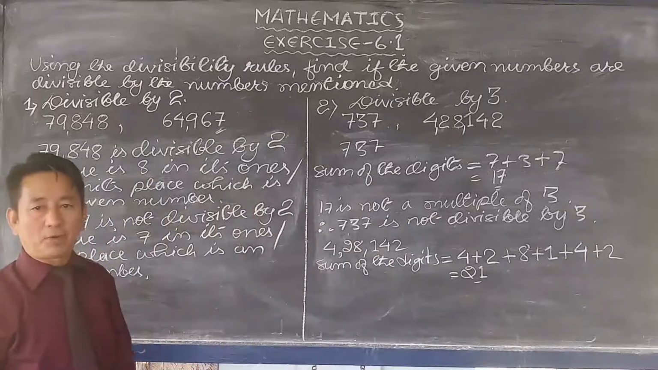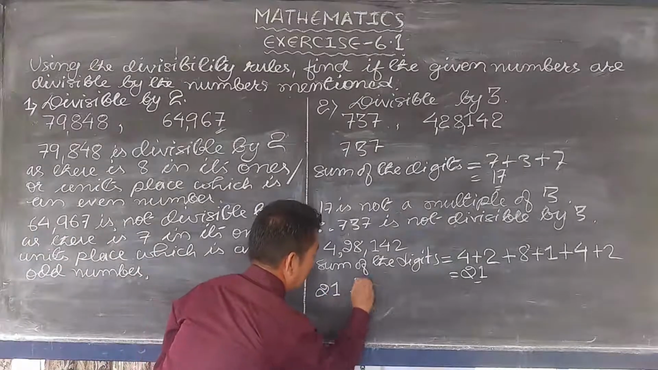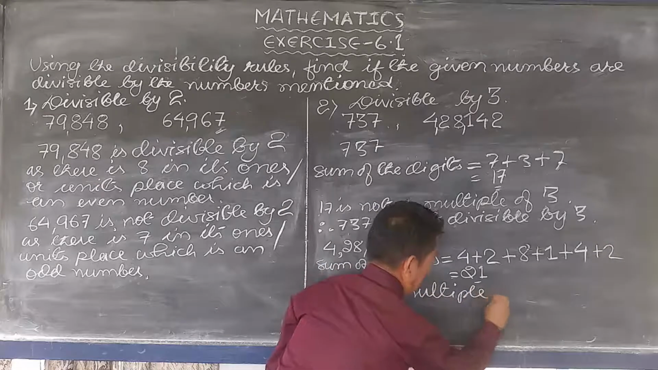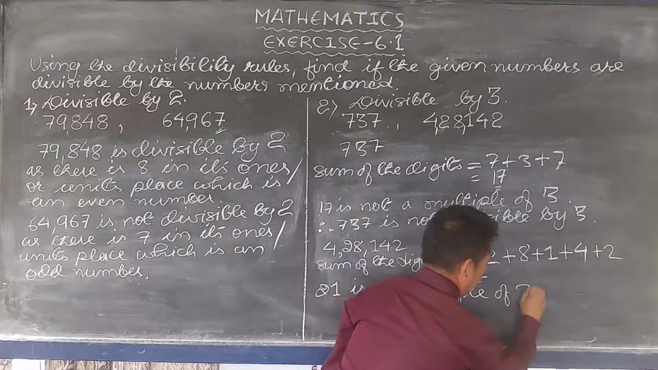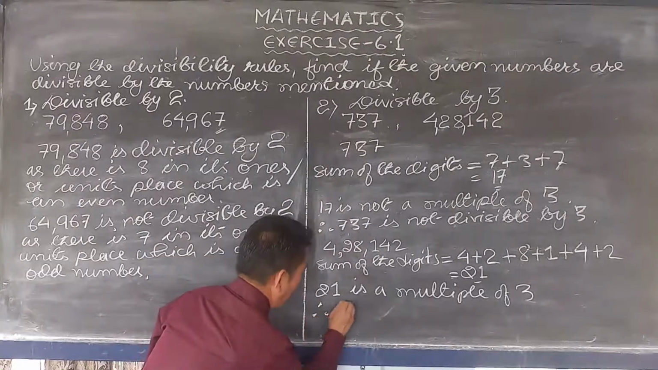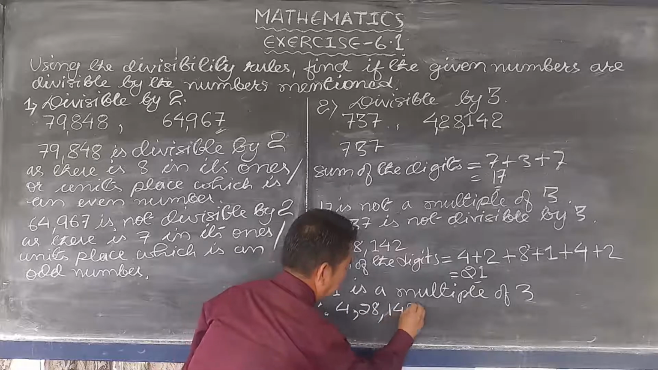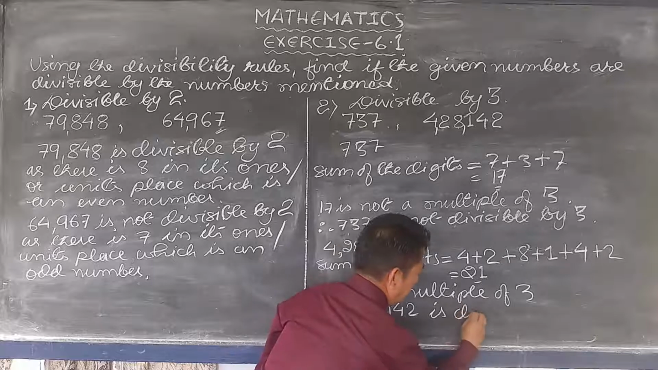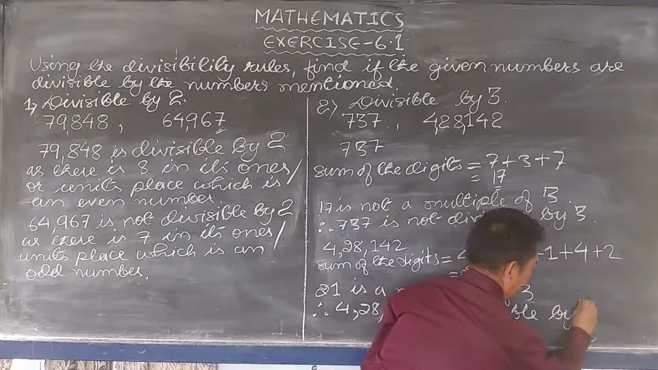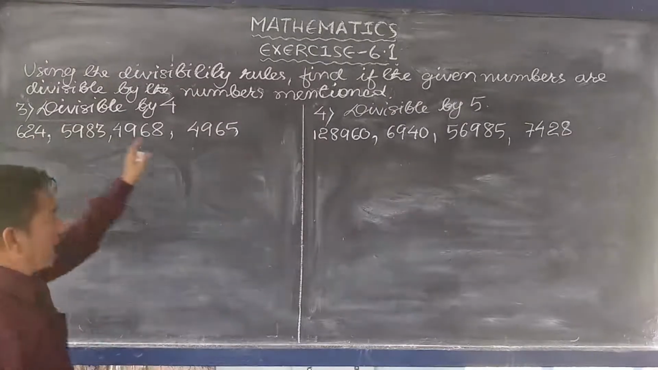21 is a multiple of 3, or 21 is divisible by 3. Therefore 4,28,142 is divisible by 3. Now here we have question number 3 and 4.